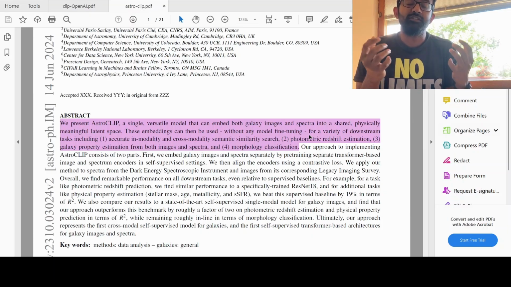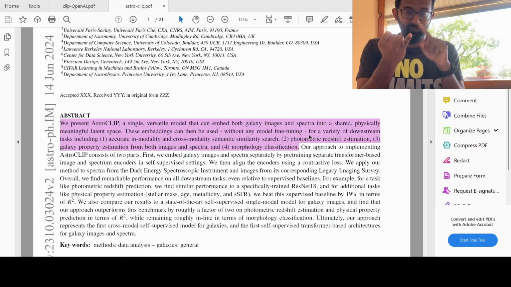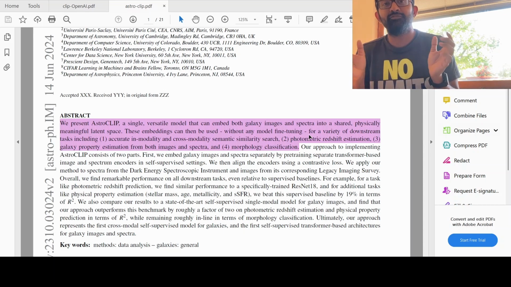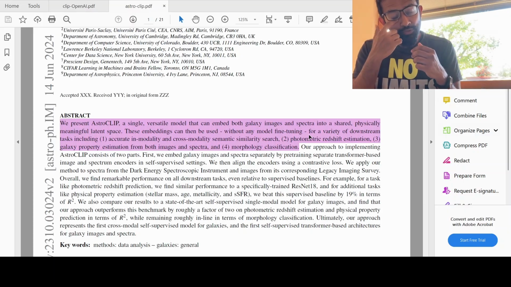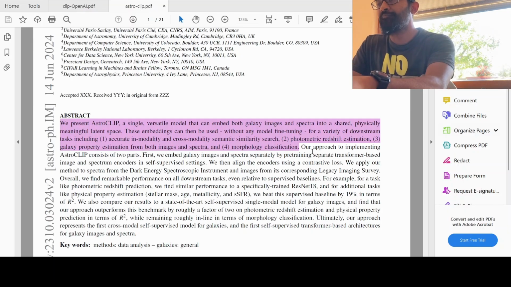Now the model is performing extremely well to classify dogs, cats, birds and insects. Okay, so that's the idea of fine-tuning. Here they mention that they don't do any fine-tuning. That's the idea of zero-shot learning. No fine-tuning, you just pass the data and the model learns something, without any model fine-tuning for a variety of downstream tasks.